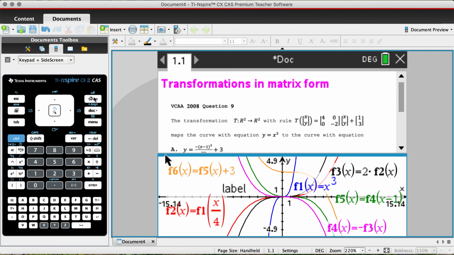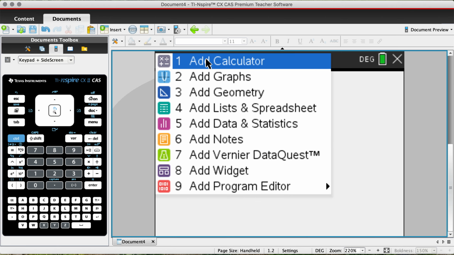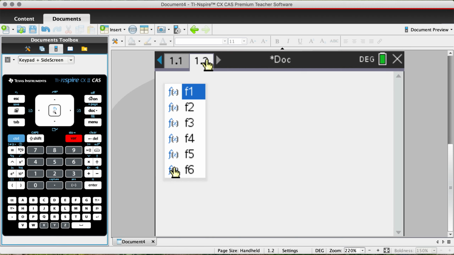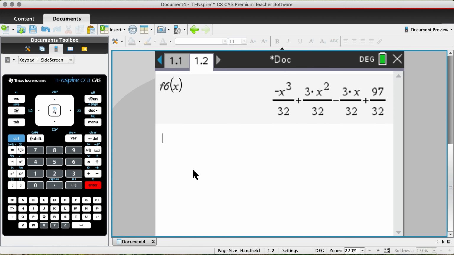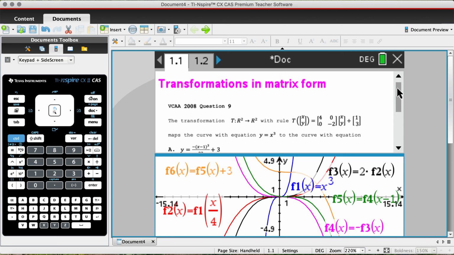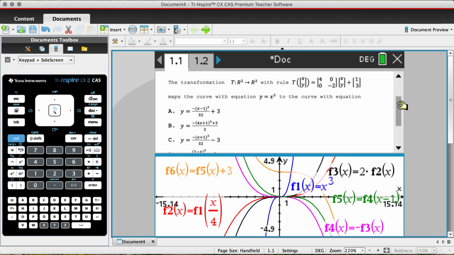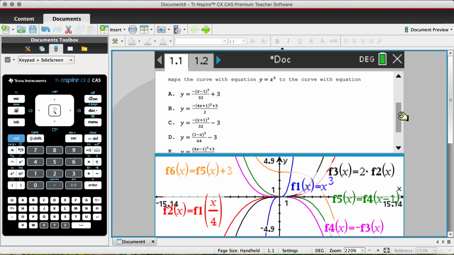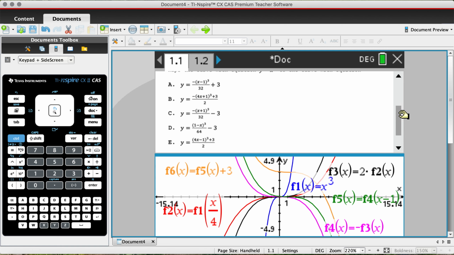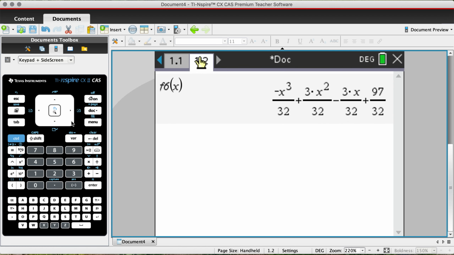So what I would like you to do is press Control Insert and add a calculator for me, and then hit the variable button and call out f6. As you can see, this is the equation of our transformed graph. But if you look back at the question, none of the options is actually in that expanded form. So we can pick one of the options, say I'm just going to pick option A, and use the algebra function to expand it out and see what we get.